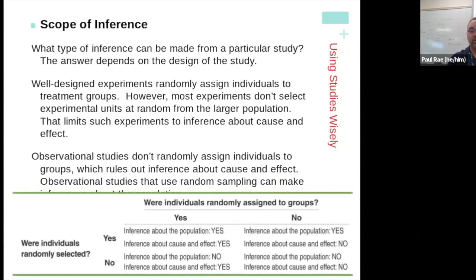There's a great two-way table here, as you can see, and I really like this two-way table because it allows you to see, based on what you did at the beginning of your study, what kind of inference you would be able to make at the end. So for example, were the individuals randomly selected? If that is a yes, then you will be able to make inference about the larger population.